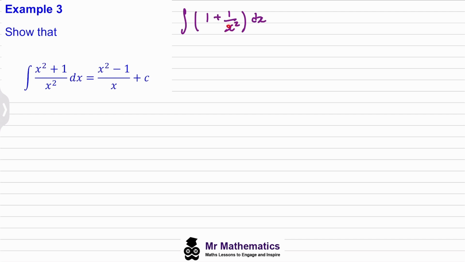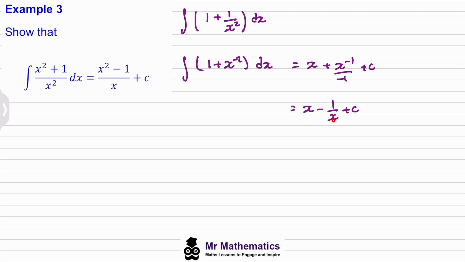Then we can write this as a power of x, and then we can integrate the 1 and x to the negative 2. When we integrate the 1, we get x. When we integrate x to the negative 2, we get x to the negative 1 over negative 1 plus that constant. And then we can tidy this up, so we get x minus 1 over x plus c.